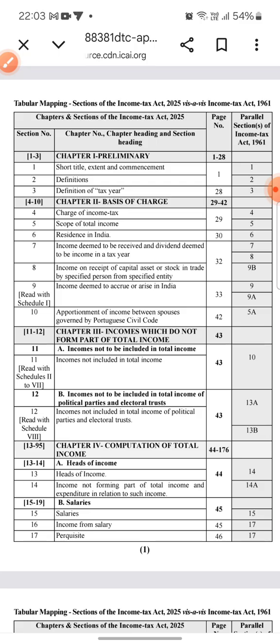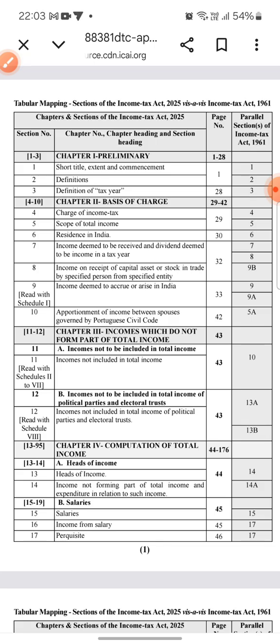Income on receipt of capital asset or stock in trade by a specified person from a specified entity is now section number 8, and earlier it was section 9B. So what the government is doing is merging and reducing the number of sections that already exist in the Income Tax Act 1961. In the current tax law, the Income Tax Act 2025, the number of sections has been reduced for ease of reference.